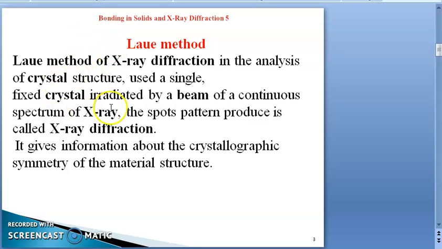X-rays are incident on a single crystal and its spectrum is obtained, called X-ray diffraction. It gives information about the crystallographic symmetry of the material structure. Its translational vectors A, B, C can be identified. The nature of the structure can be identified by using this method.